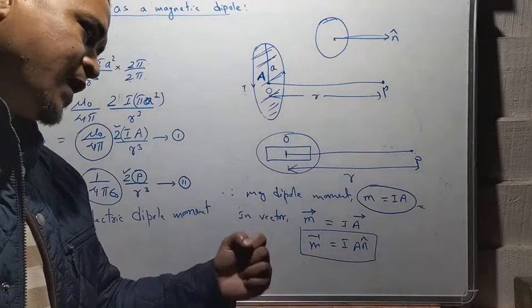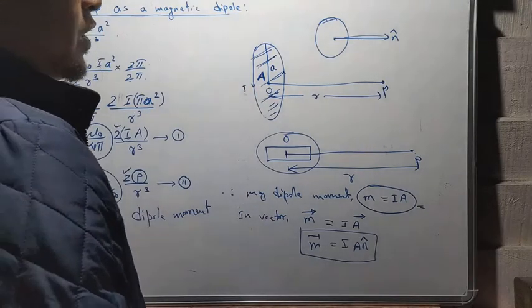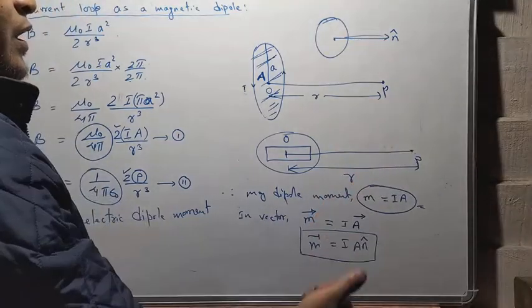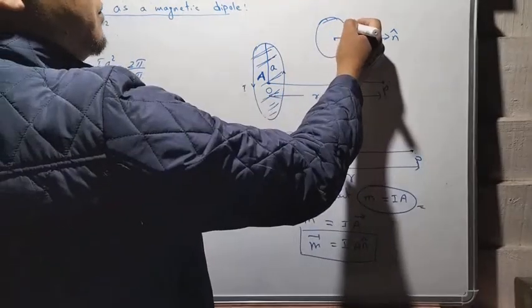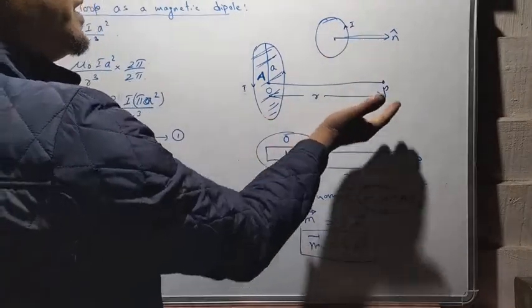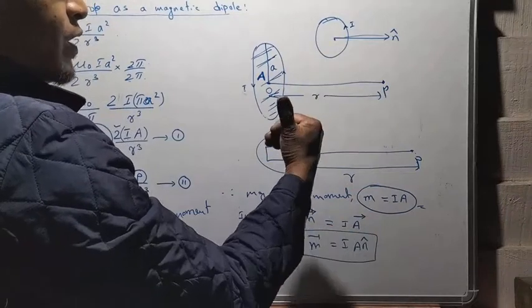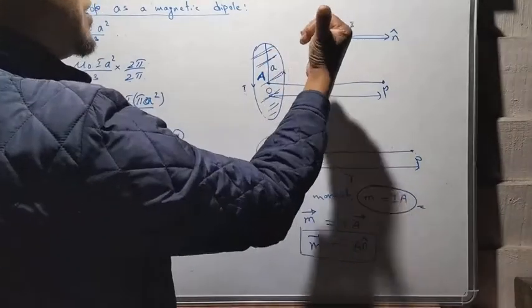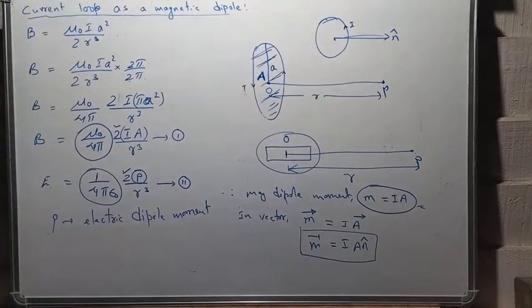The direction of this magnetic dipole moment can be found by using Fleming's right hand rule. So this is my right hand. If the current I in the loop is flowing in the anti-clockwise direction, then my thumb, which is pointing outward, will represent the direction of the magnetic dipole moment of the current carrying circular loop.